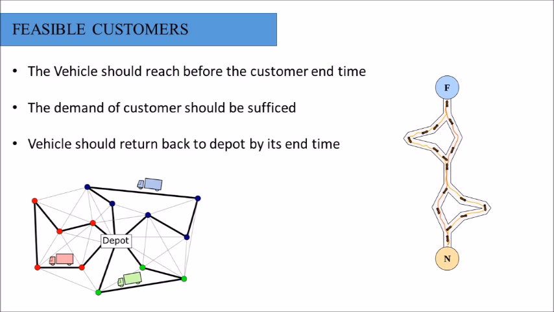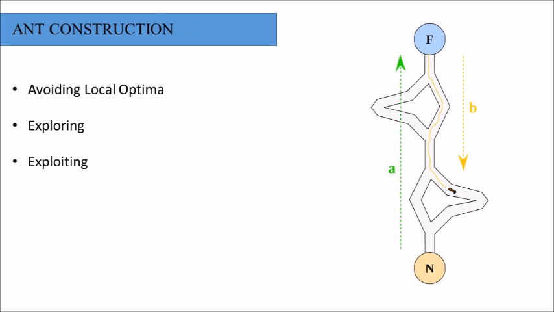Only a few customers who satisfy three conditions will be feasible for the ant to take the next step. The three conditions are: the vehicle can reach the customer by the customer end time, the quantity left in the vehicle should be sufficient to serve that customer, and the vehicle should be able to reach the depot by its closing. Once a feasible customer set is generated, to avoid local optima, a random number is generated and compared with the cutoff parameter.